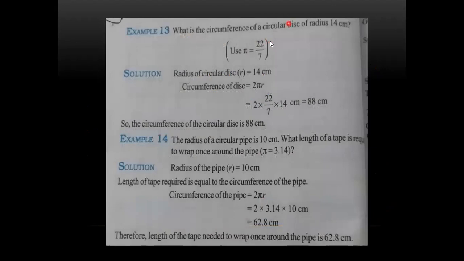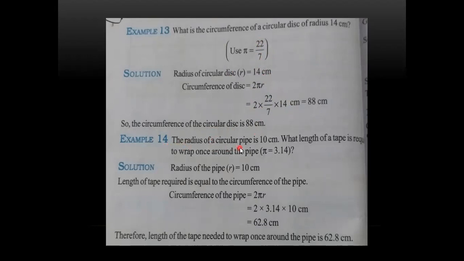See, what is the circumference of a circular disc of radius 14 centimeter? Use pi equals 22 by 7. So here the radius of the circular disc is given as 14 centimeter. The formula for finding the circumference of a circle is 2 pi r. So 2 into the pi value, which they have given to use as 22 by 7, and r we know is 14 centimeter. Now 7 1s are 7, 7 2s are 14. So 22 into 4, 44, 44 into 2, 88. So the circumference of the circular disc is 88 centimeter.